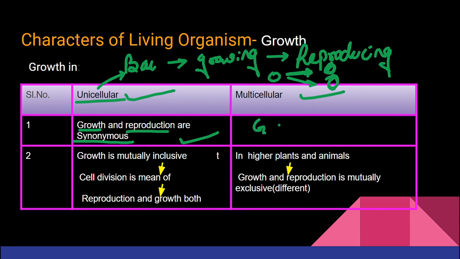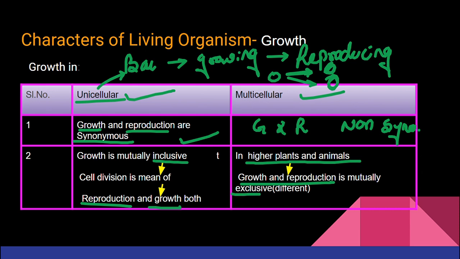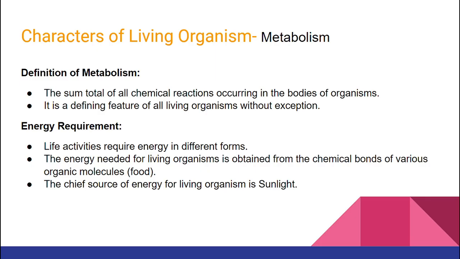What about the multicellular? Growth and reproduction are non-synonymous. Okay, now growth is mutually inclusive. It is not an exclusive property, it is an inclusive property. Cell division is a means of reproduction and growth. Just now I told you that, right? In higher plants and animals, growth and reproduction are mutually exclusive, these both are different. In unicellular organisms growth and reproduction are not different, it is an inclusive, same property. But when we talk about the multicellular, growth and reproduction are mutually exclusive, they are not the same when we talk about higher organisms.